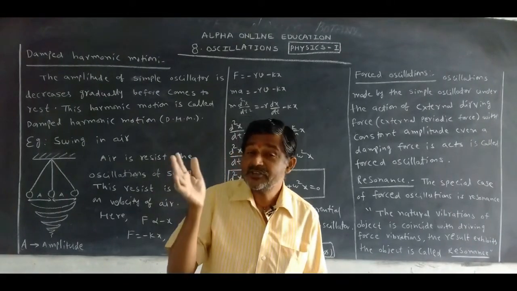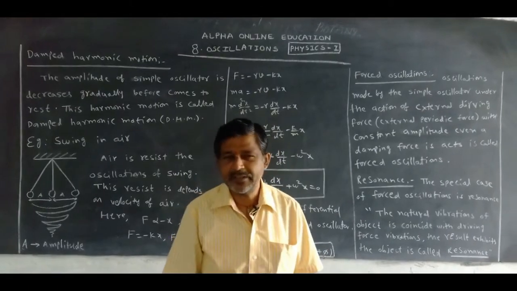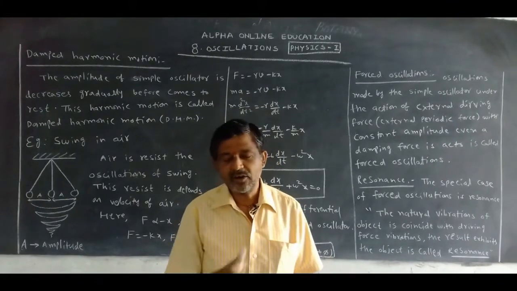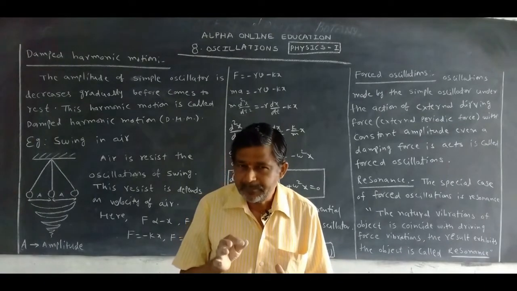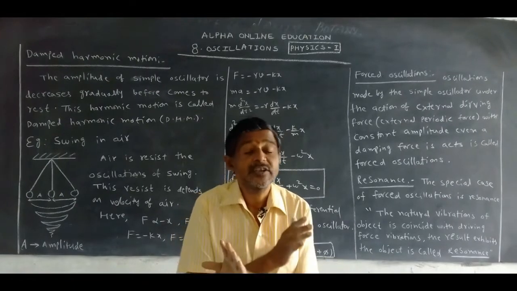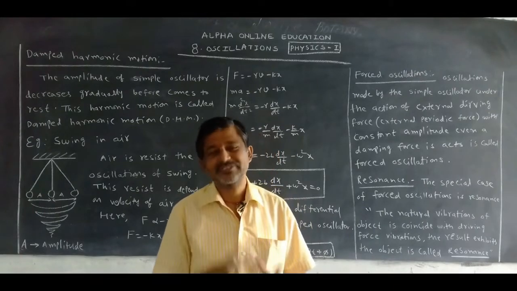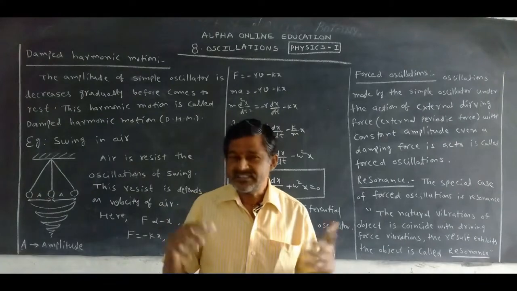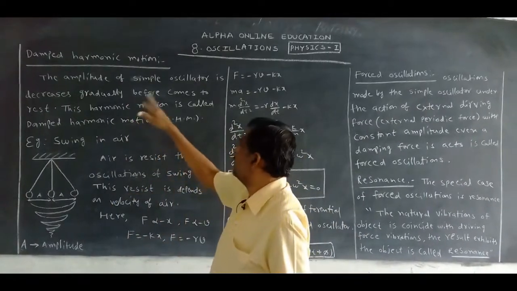If the amplitude is not constant, while all the remaining conditions are satisfied by the object, that periodic or harmonic motion is not simple harmonic motion. It is called damped harmonic motion. Now, what is damped harmonic motion? What is its differential equation? Now we want to discuss damped harmonic motion.